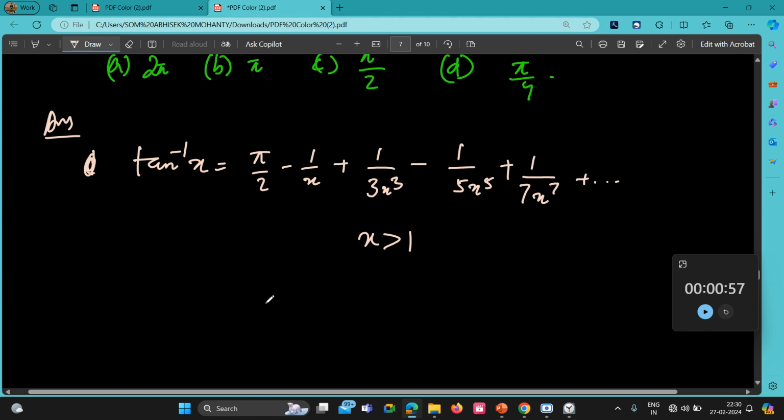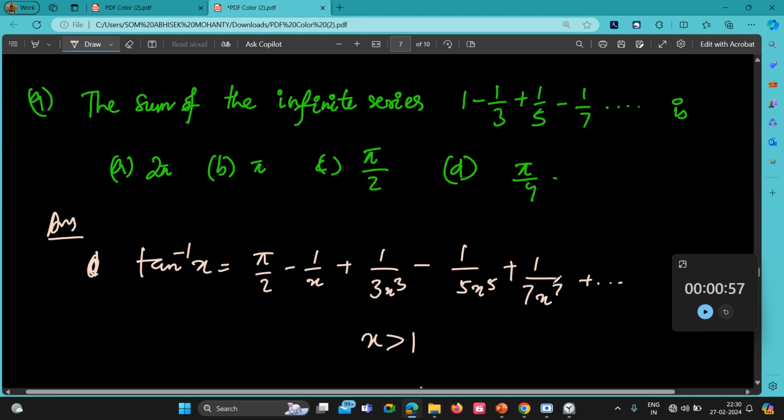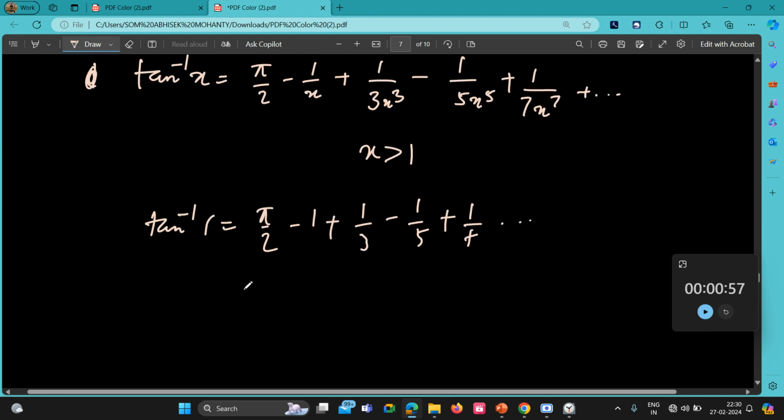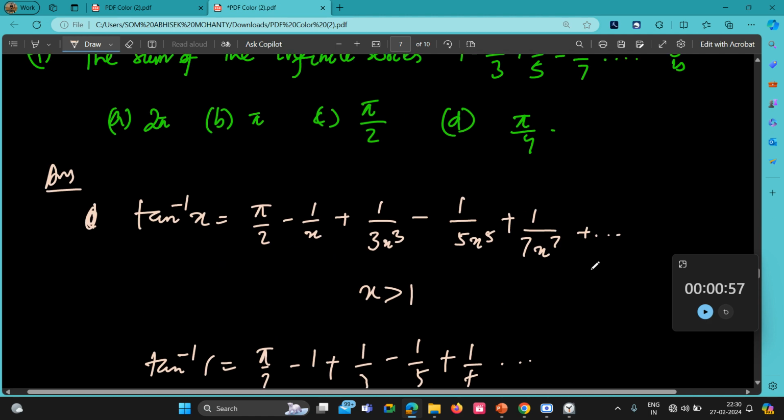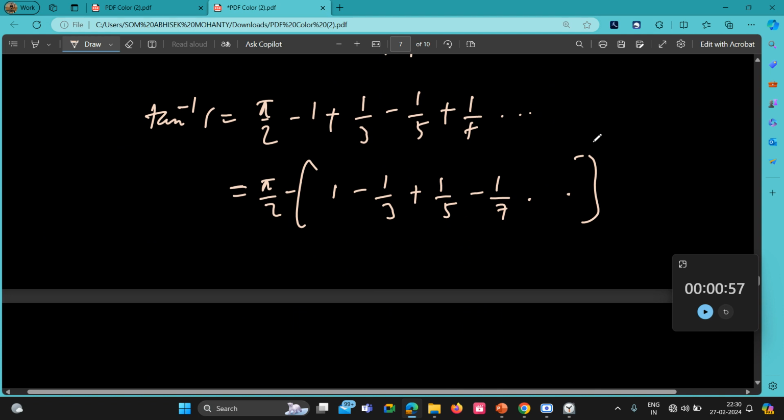Okay, so putting x is equal to 1, what will happen? Tan inverse 1 is equal to pi by 2 minus 1 plus 1 by 3 minus 1 by 5 plus 1 by 7 dot dot dot. And I can write it like this: minus of (1 minus 1 by 3 plus 1 by 5 minus 1 by 7), right? This is exactly the question. So tan inverse 1 is pi by 4.